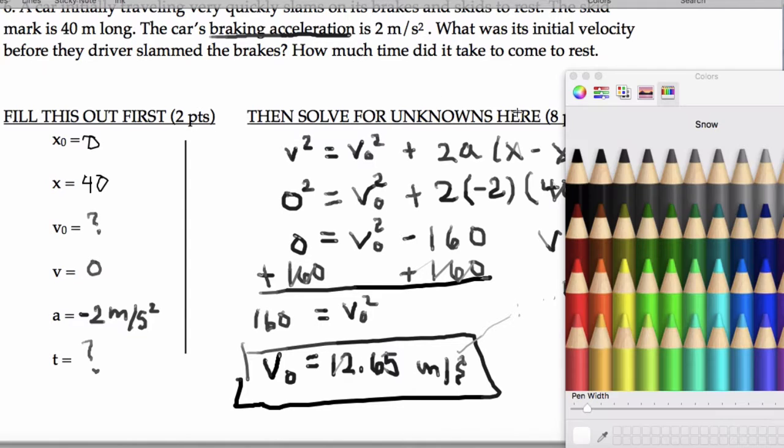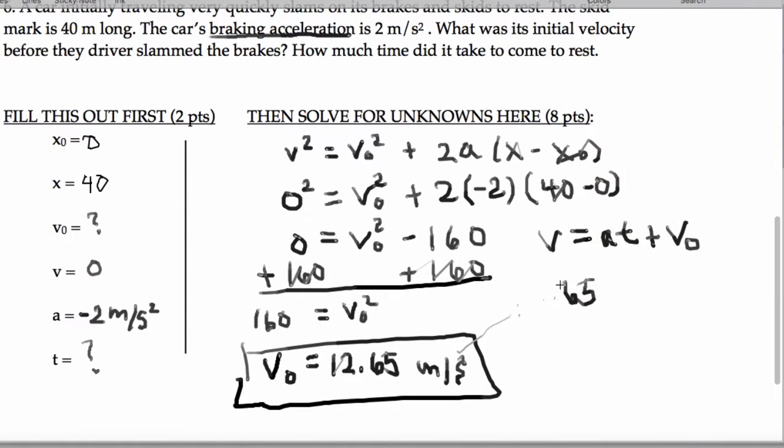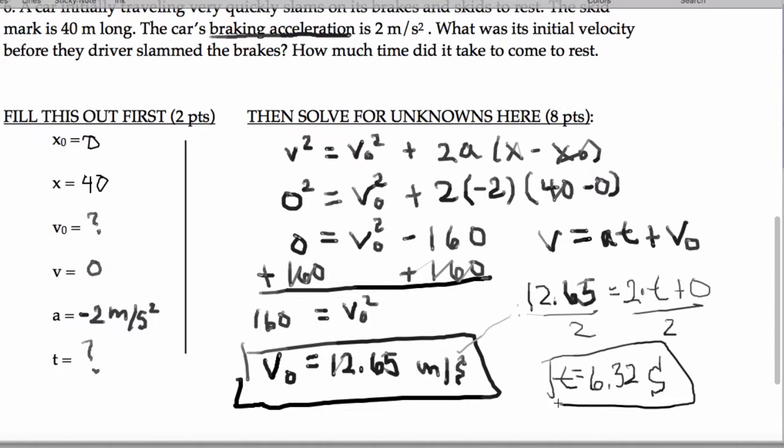So again, 12.65 equals 2 times t plus 0. We'll divide both sides by 2, and that's going to give us a time of about 6.32 seconds to stop. All right, so that's question number 6.